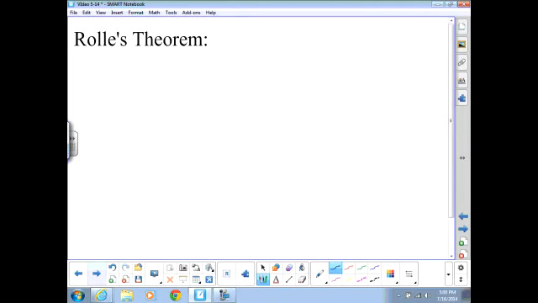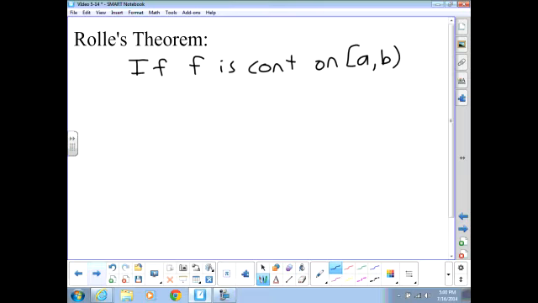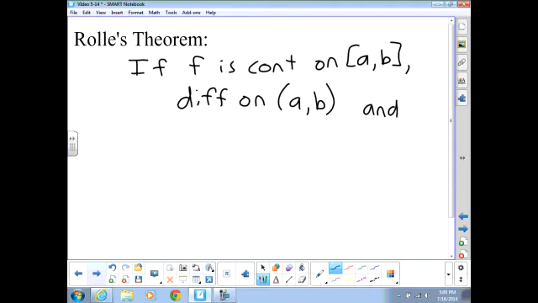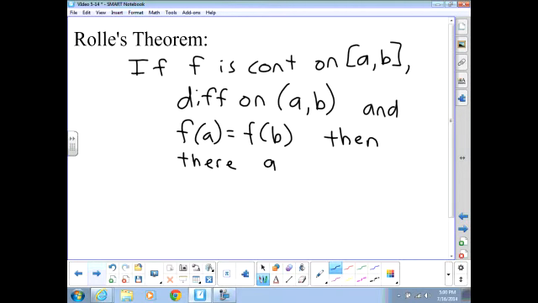Rolle's theorem, there's three initial conditions. If f is continuous on the closed interval [a, b], oops, that should be a squared bracket, differentiable on the open interval (a, b), and if f of a equals f of b, then there is a c contained in (a, b) where f prime of c equals 0.